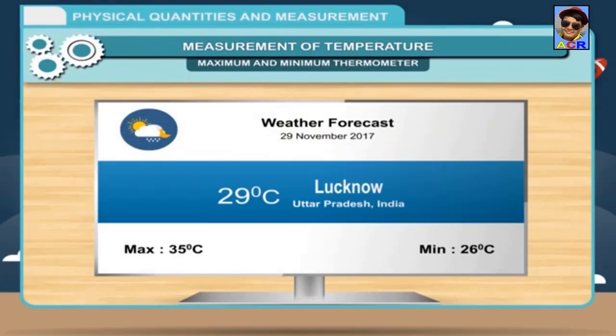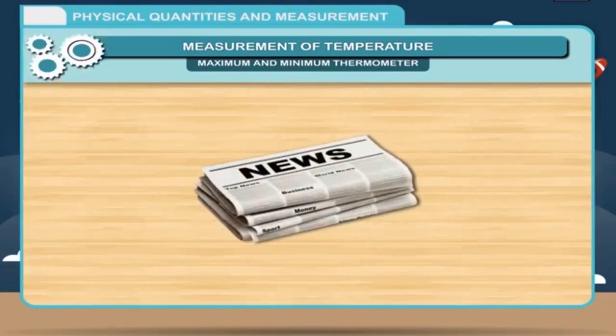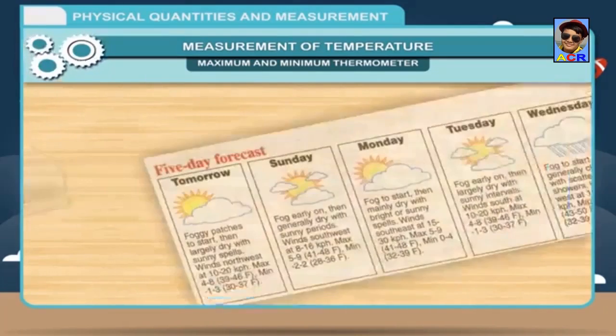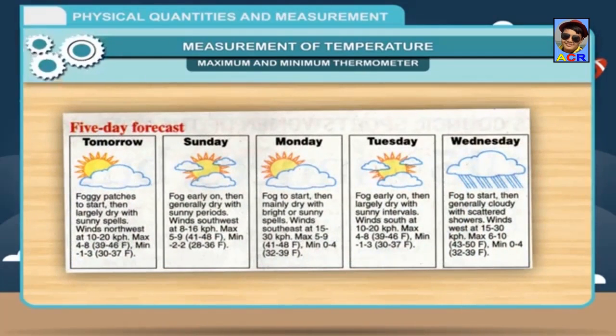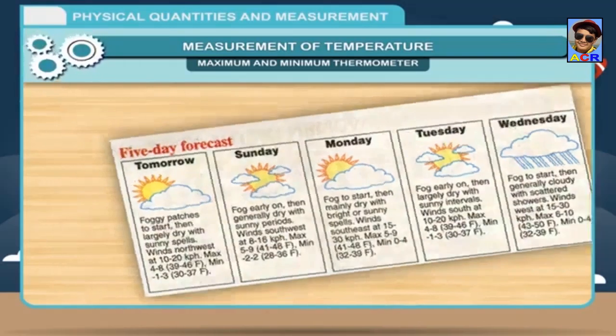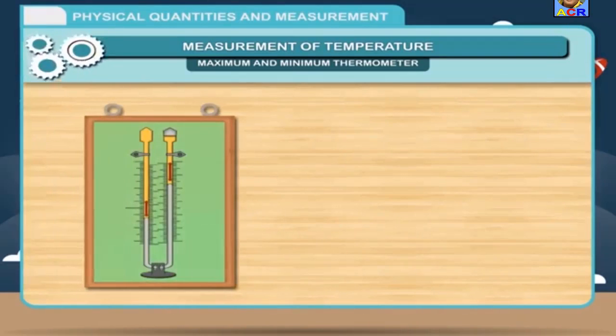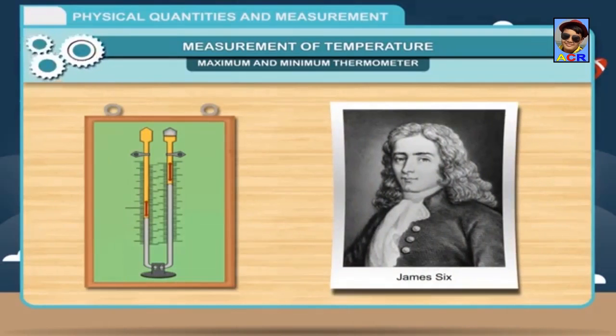the maximum and the minimum temperatures recorded in various metropolitan cities on your television screen. Similarly, most newspapers give the maximum and minimum temperatures of a city for the previous day under the heading of Weather Report. This thermometer was invented by James Six in the 18th century. Therefore, it is named after him as Six's thermometer.